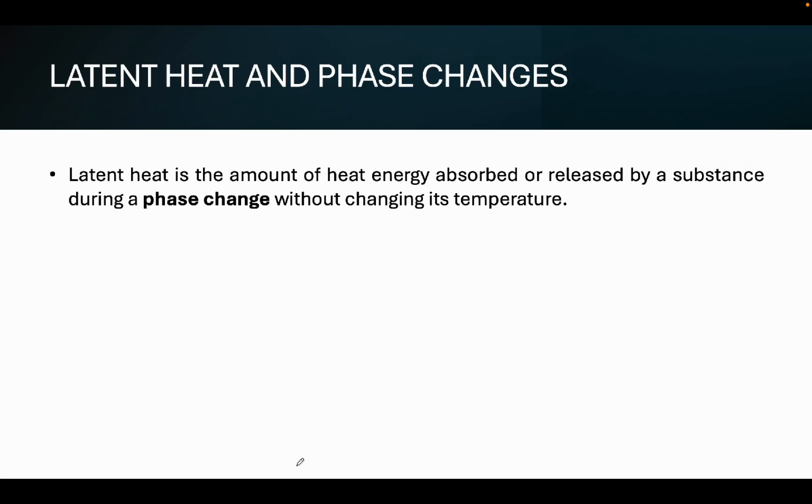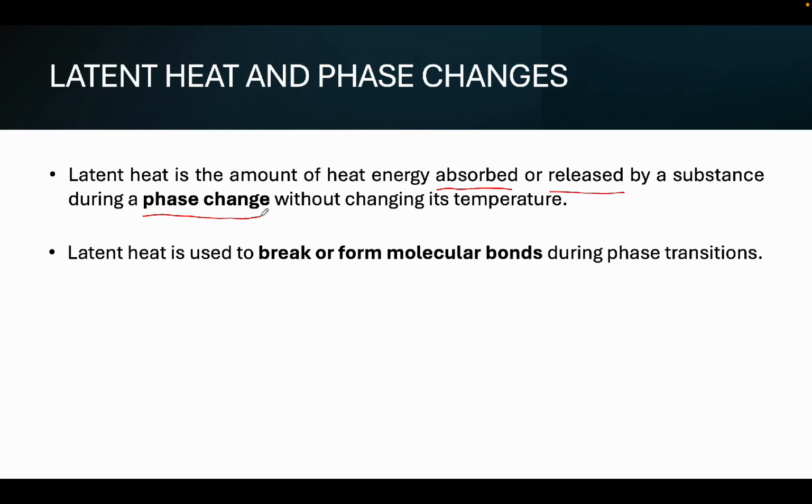So, when we say latent heat, it is the amount of energy absorbed or released by a substance during a phase change without changing its temperature. Now, we will talk about phase change later. So, latent heat is used to break or form molecular bonds during the phase transitions. So, the formula of latent heat is Q is equal to M times L. Okay, where M is the mass and L is for the latent heat.